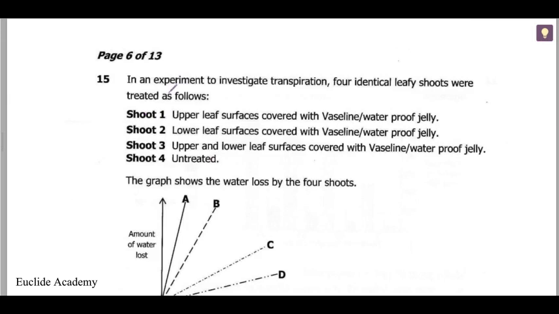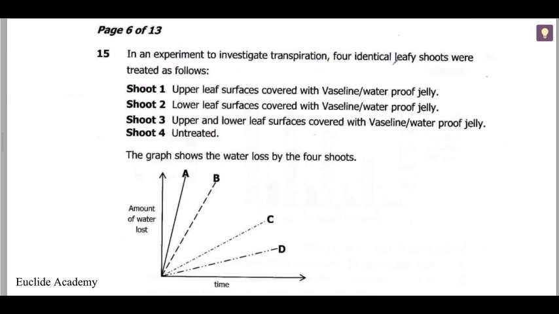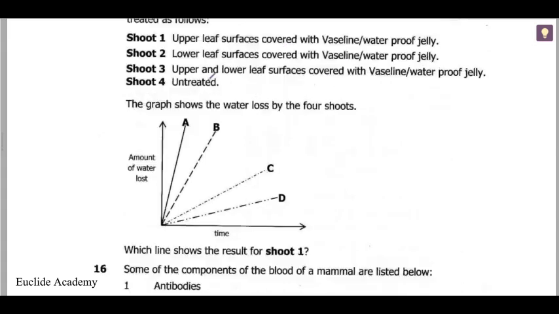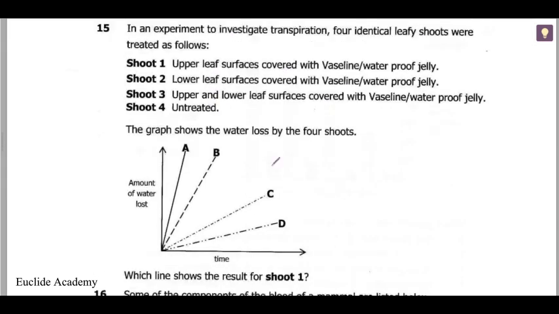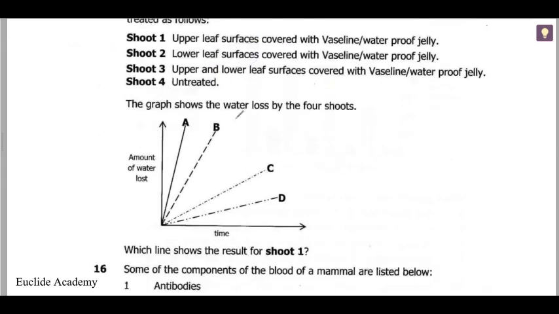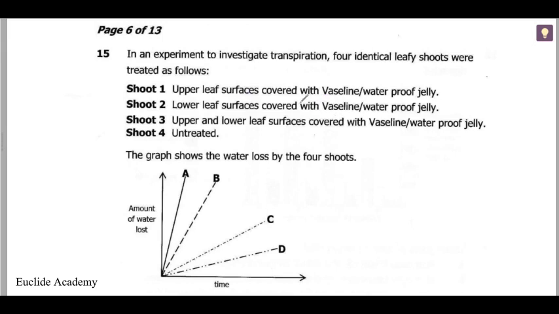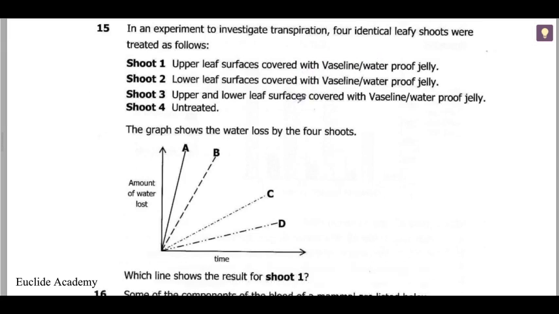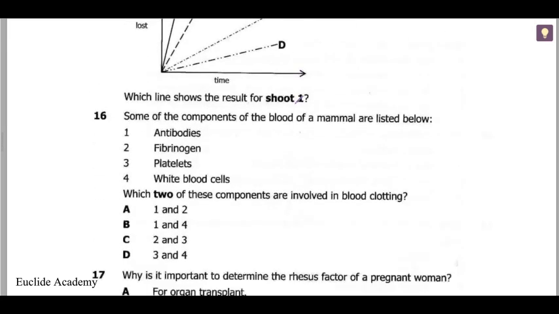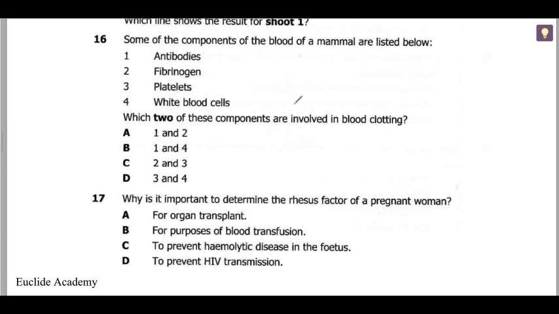Now we go ahead. 15. I think it's just an analysis. I'll leave it to you to go through. It's just about loss of water through which part of the leaf loses more water. Is it the upper, the lower part, being smeared with Vaseline? So you can do this one. I'll leave this one here. Okay, it's not too hard.